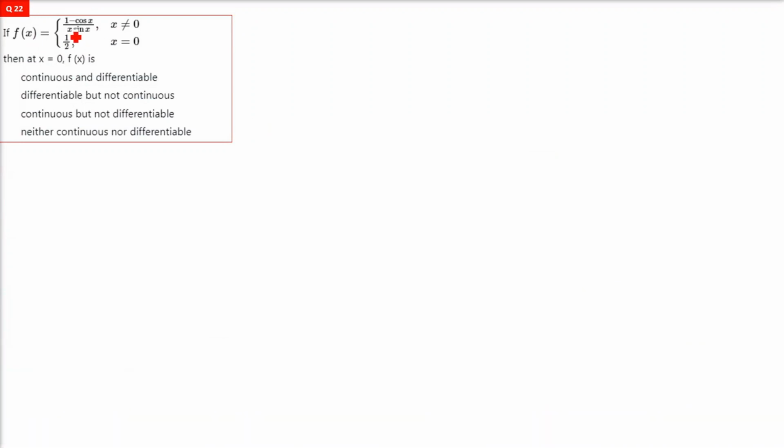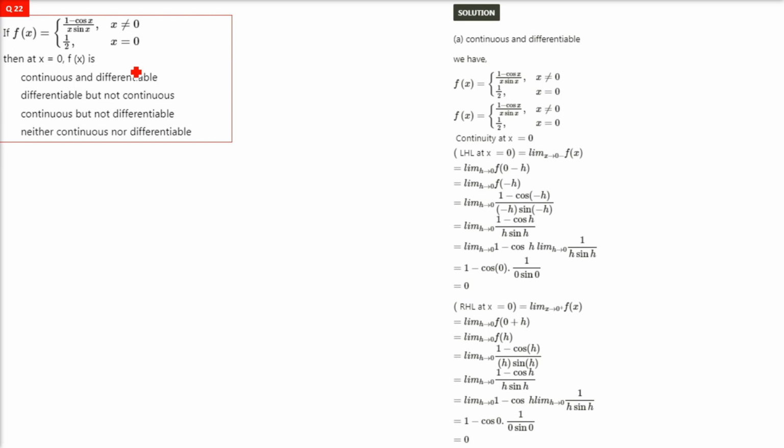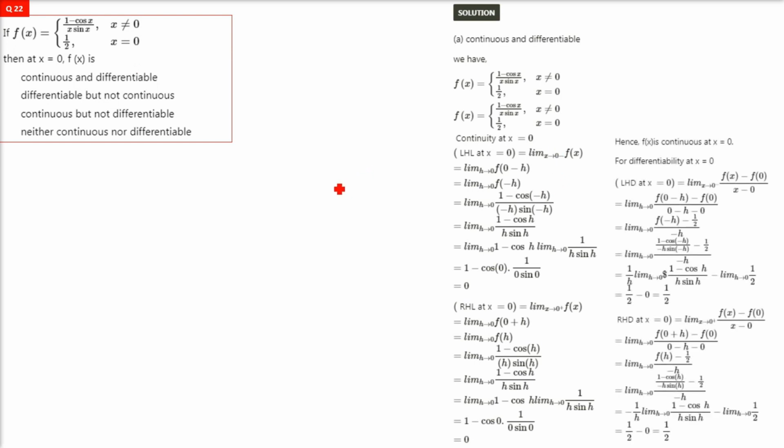So this is f(x) = (1 - cos x)/(x sin x) when x is not equal to 0, and when x equals 0, it is half. At x equal to 0, we have to check for the continuity and differentiability. Those who want to try themselves, for them I have given a reference.